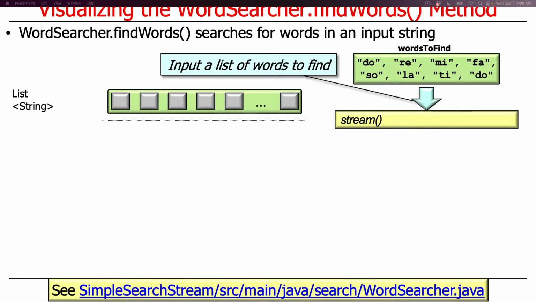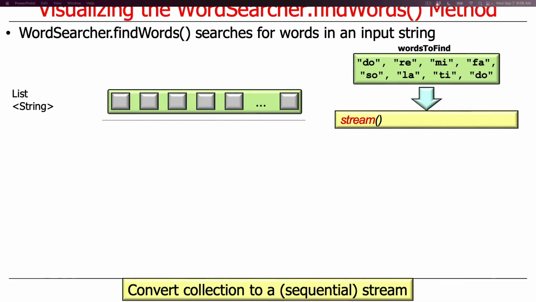So this particular method searches for words in an input string, the input string here, of course, being the lyrics for the Do Re Mi song, and the words to find will be the names of the musical notes that appear in that song. In this particular example, every word we look up will be found because we're looking for the words that are in the song, but you can imagine different sets of input that would not have those particular properties.